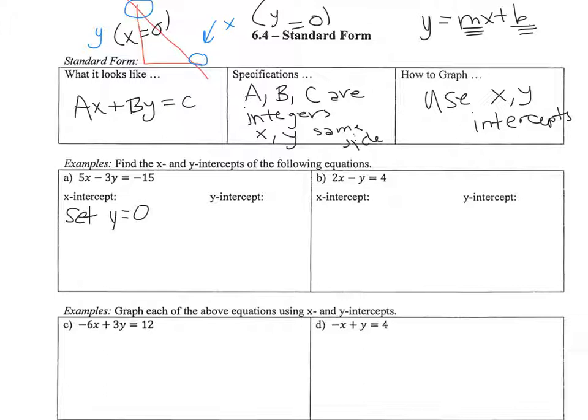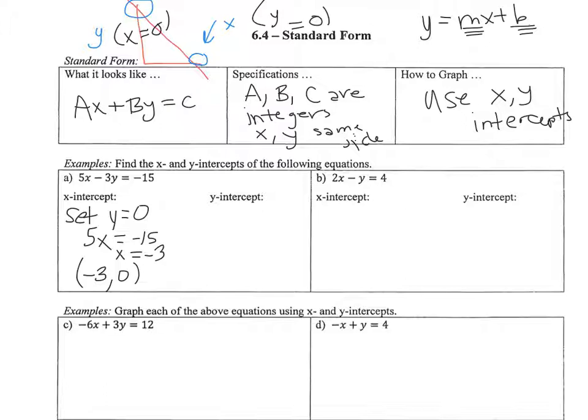So to find the x-intercept, you're going to set y equal to 0 and solve for x. If you set y equal to 0, this term is gone because negative 3 times 0 just cancels out. So then what you're essentially doing is solving 5x equals negative 15 for x. So when I solve, I get x equals negative 3. And I'm going to write my x-intercept as an ordered pair. So that ordered pair is going to be negative 3, 0.